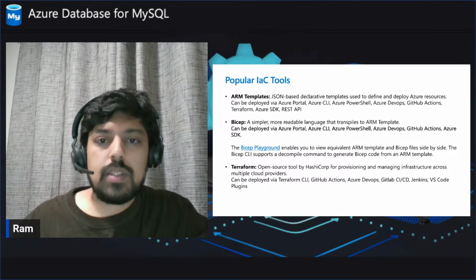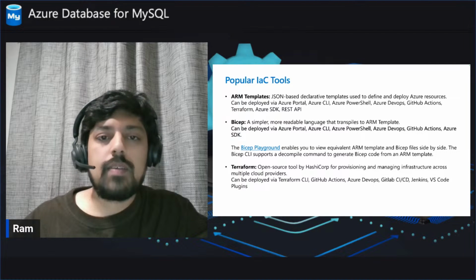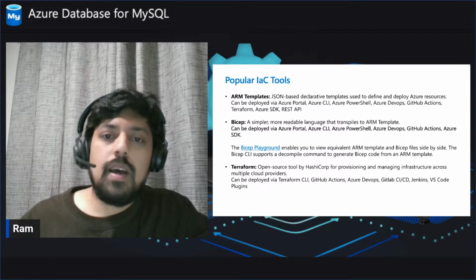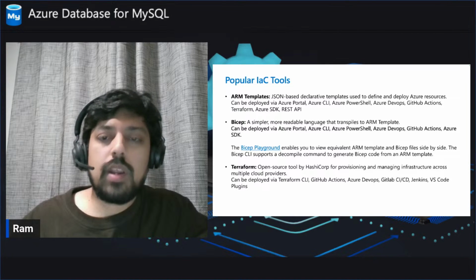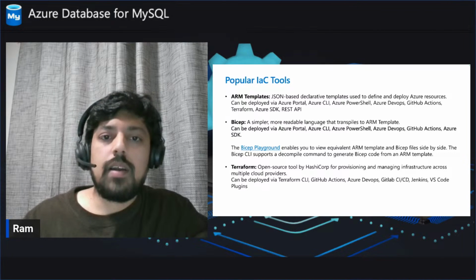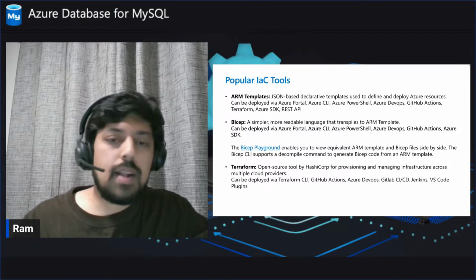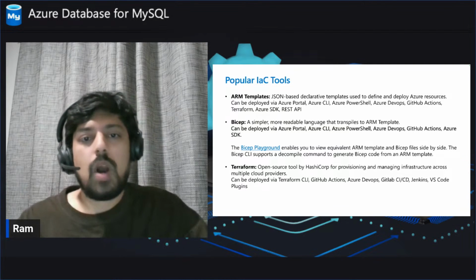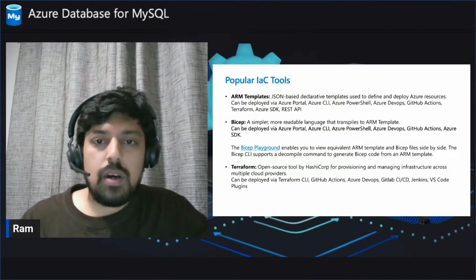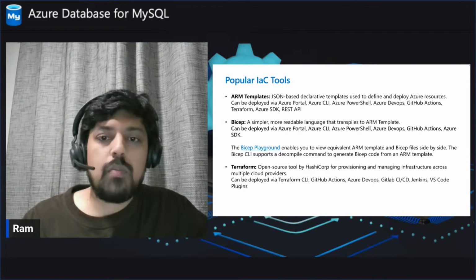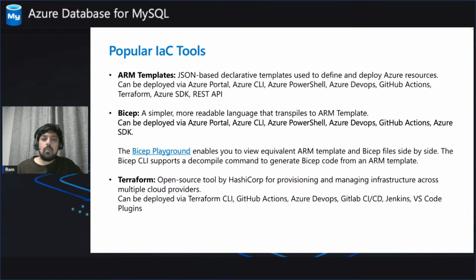And Bicep is something new. It is built on top of ARM templates. It just makes the ARM template more readable and more concise. You can translate an ARM template to Bicep, and Bicep to an ARM template. We have a playground available, as well as the Bicep CLI, to do this. But the main point is, if an ARM template is, say, 100 lines, the Bicep language will make it like 50 lines or something. So it's far more concise, but it's similar to an ARM template.